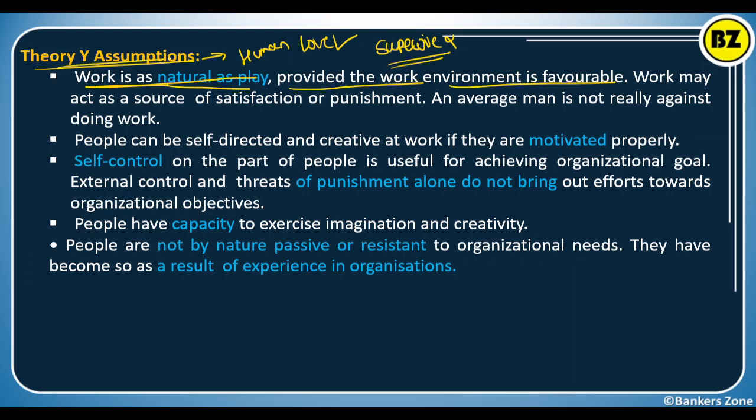Now see, work is as natural as play provided the work environment is favorable. So what are the assumptions? We assume that humans love work. Humans will love to do the work and don't need supervision only if we assume that work is like natural play and the work environment is favorable, then only can we assume that there is no need of supervision. Work may act as a source of satisfaction or punishment, and an average man is not really against doing work. This is assumed, and that's why humans love to work and don't need any supervision.